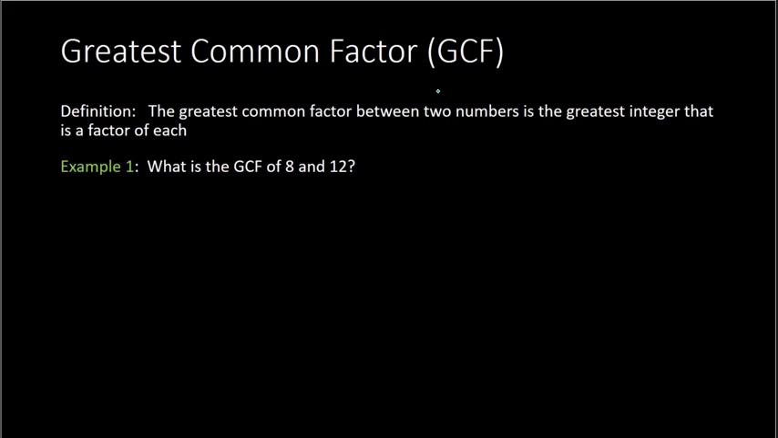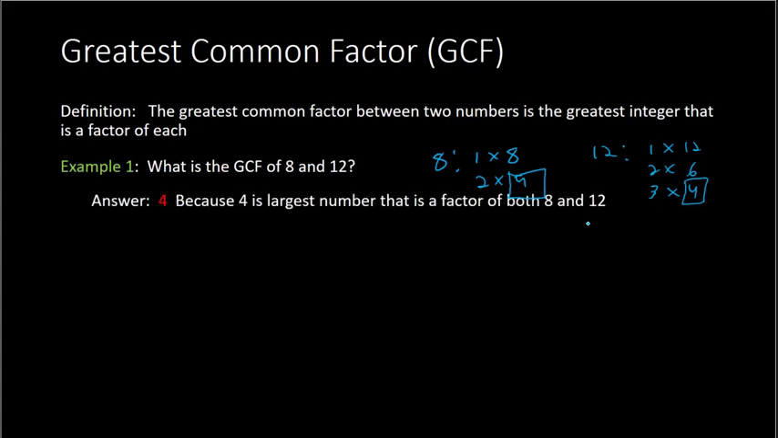So for example, if I said, what is the greatest common factor of 8 and 12? We're trying to find the greatest integer that is a factor of each 8 and 12. So thinking through 8, we have 1 times 8, or 2 times 4. Okay, for 12, we have 1 times 12, we have 2 times 6, and we have 3 times 4. So the question is, which one of these numbers is the biggest number that they both have in common? Well, notice the 4 for both the 8 and the 12. That is the biggest number that is a factor both of 8 and 12. So the answer is 4, and it's because of that reason, because it is the largest number that's a factor of both 8 and 12.